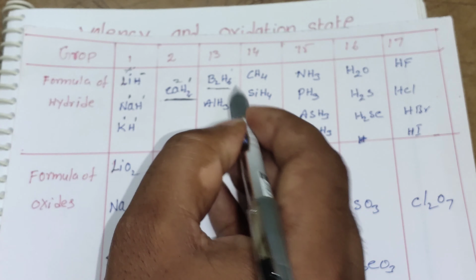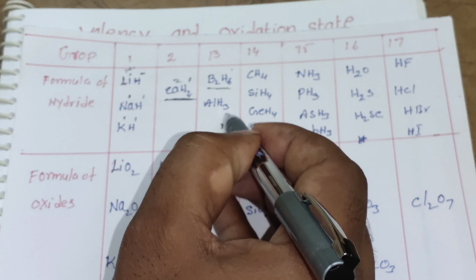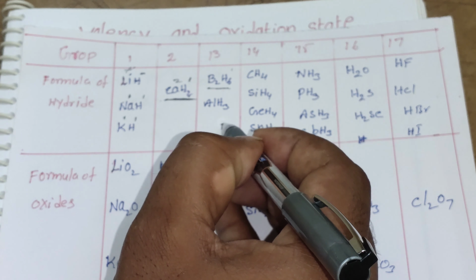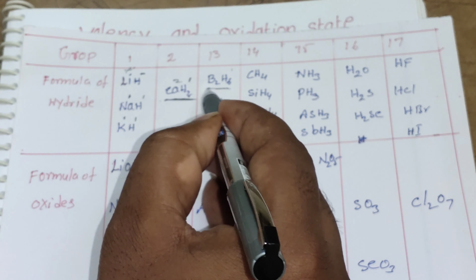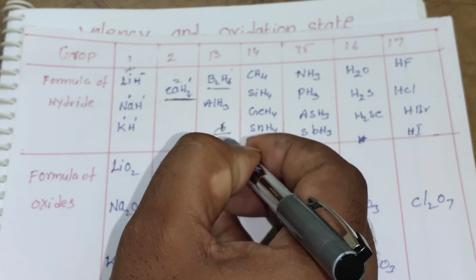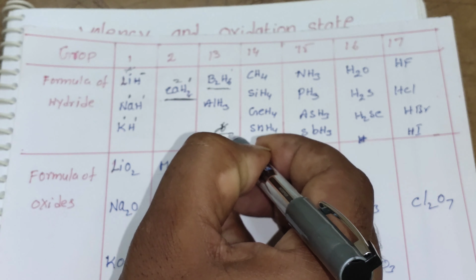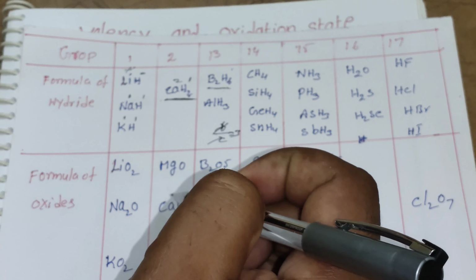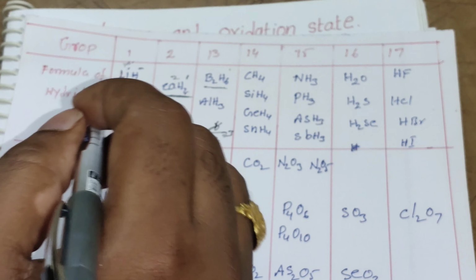How many hydrogens are there here? 6 hydrogens. So the total valency of hydrogen is 6. How many borons are there? There are 2 borons. So here the boron valence is 3.